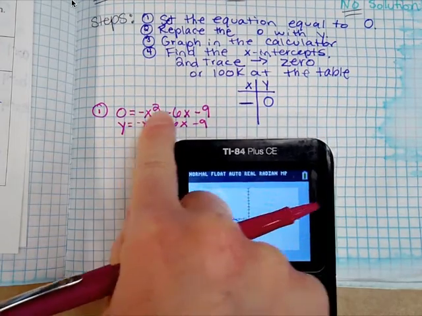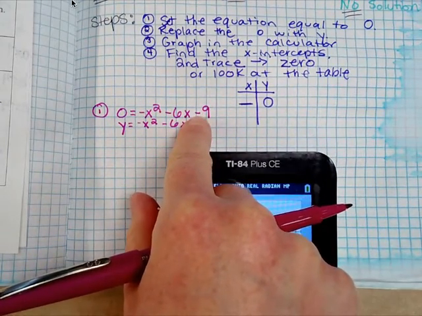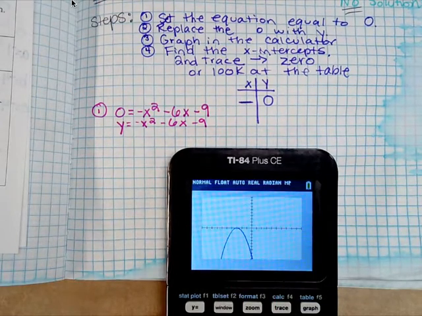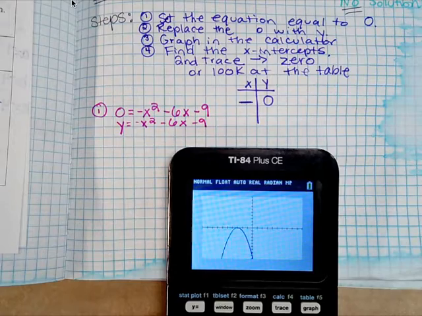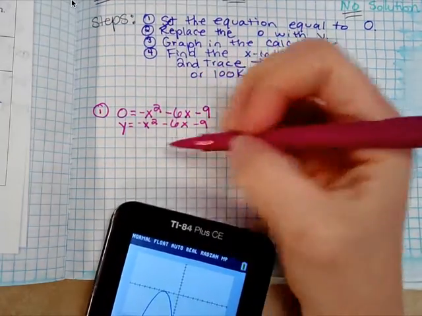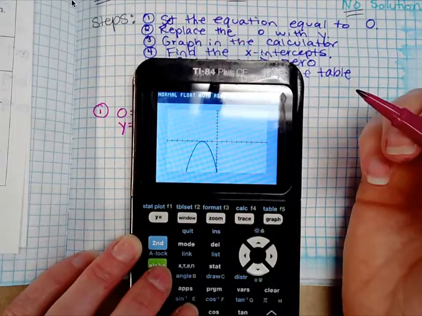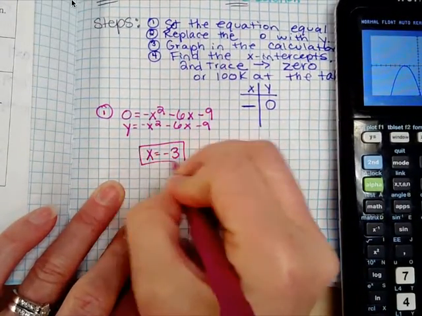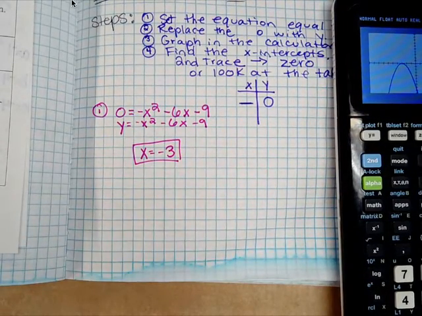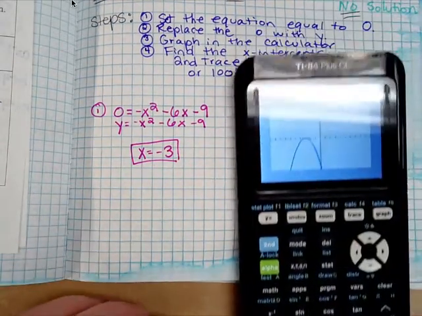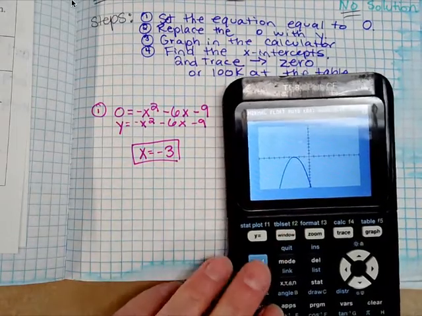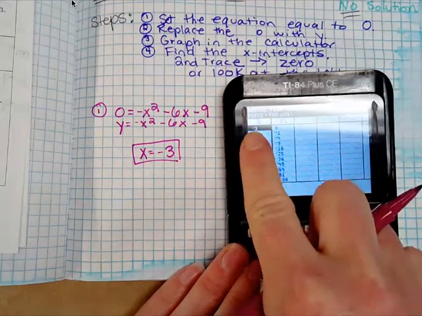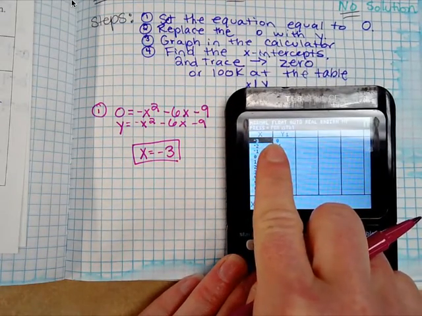Another thing that we know is our y-intercept is at negative 9. So it's upside down, and it goes through the y-axis at negative 9. How many solutions do we have on this one? Yep. Where does it cross? Negative 3. So we just write x equals negative 3. It's where it crossed the x-axis. You can double check by looking at your table: when x is -3, y should equal 0, and it does.